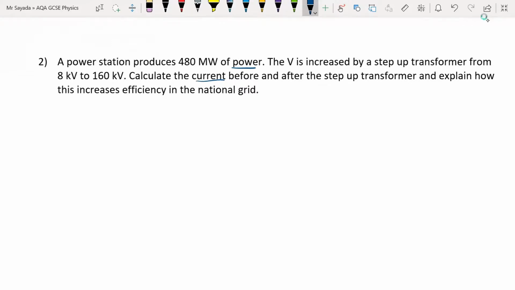So the equation which links power, potential difference, and current is P equals IV. Now we need to remember to change our units to the standard unit. So we need to change the megawatts to watts, and we need to change the kilovolts to volts. So let's have a before and after, so we can work them out separately. So before, what is the power in standard units? Say your answer to the video now.